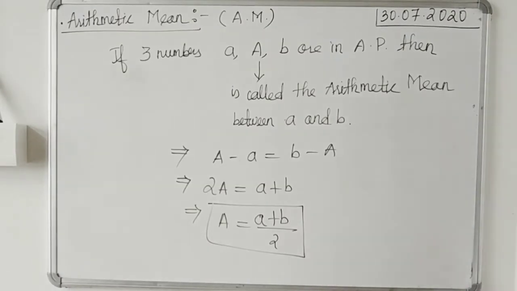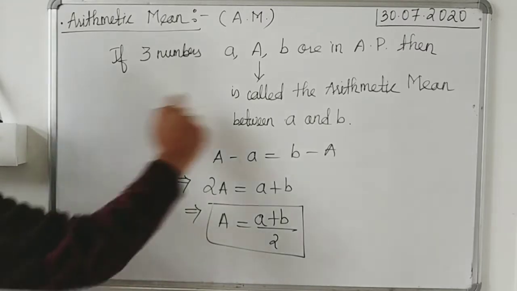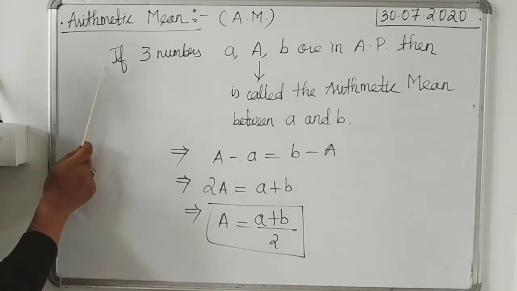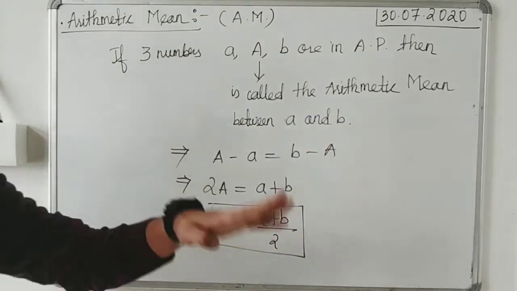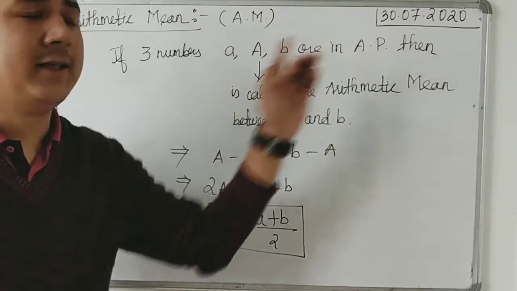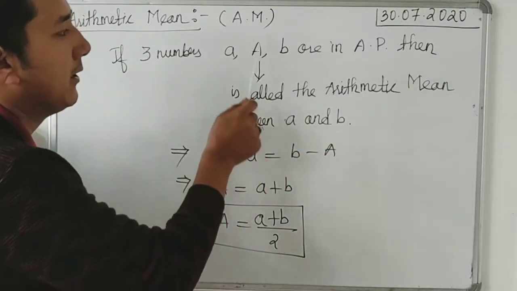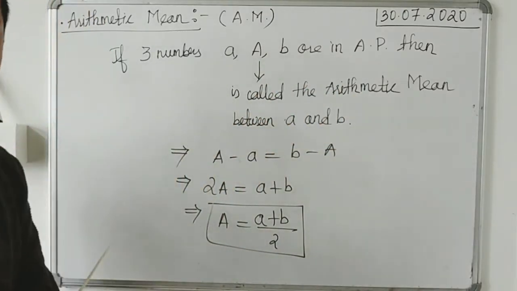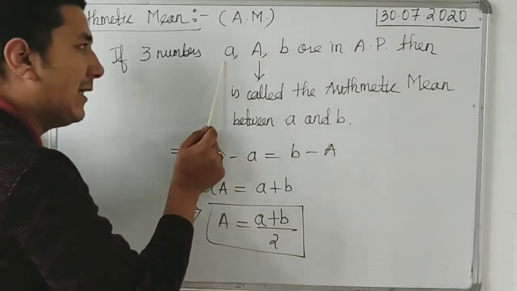Okay, so now let's move to another topic, which is arithmetic mean. Very important for exercise 10D. It has a very simple and easy definition. Arithmetic mean, please follow your book as well. If 3 numbers, small a, capital A and b, are in AP, any 3 numbers you can take, then this middle number capital A is called the arithmetic mean between the first and the third number. Are you clear? Mean means the middle one. This middle number capital A is called the arithmetic mean between a and b.